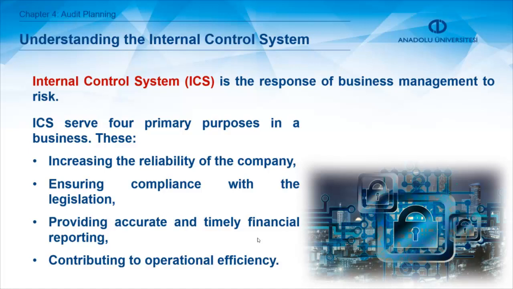Why is this internal control system weakness or strength important for the audit and for the auditors? Because when I understand what kind of internal control system the company has, I will make my audit plan according to this understanding. The internal control system serves four primary purposes in a business: increasing the reliability of the company, ensuring compliance with legislation, providing accurate and timely financial reporting, and contributing to operational efficiencies. So there are four main aims in establishing an internal control system in companies.